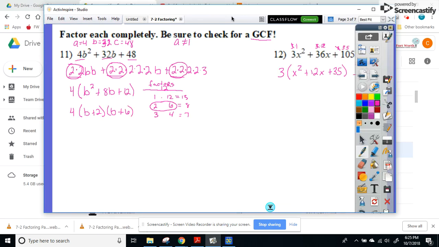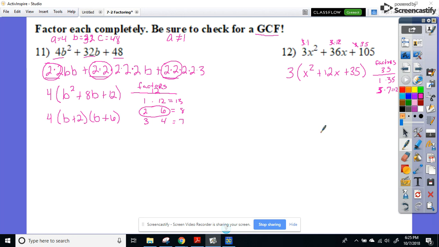Okay, so, back where I left off. We were finding numbers that factor to give me 35, and if they factor to give me 35, then they also need to combine together to give me 12. So 35: 1 times 35, 5 times 7. I can stop because these two combine together to give me 12, which is what I want.